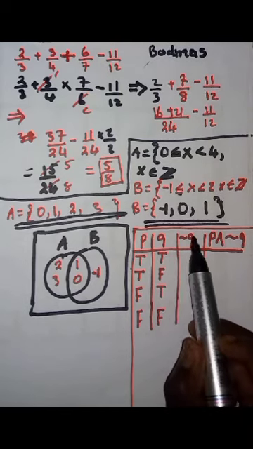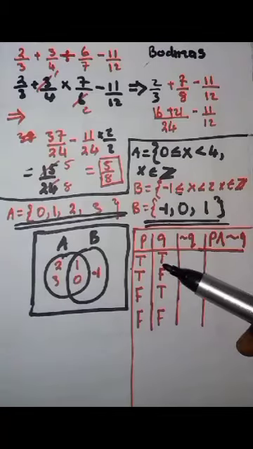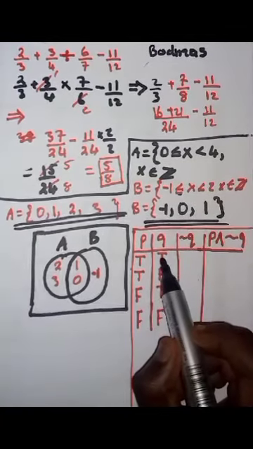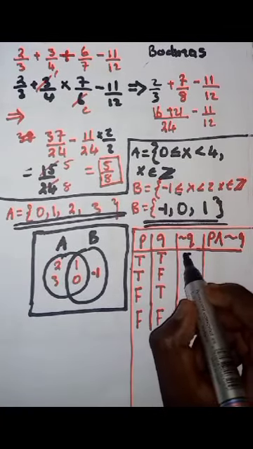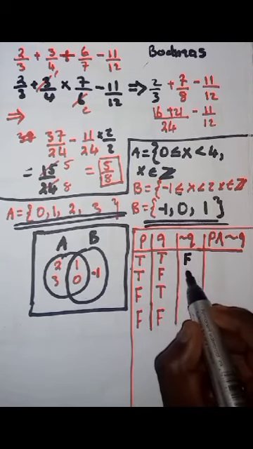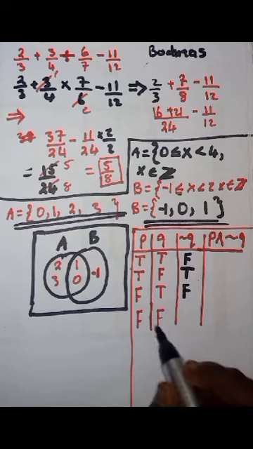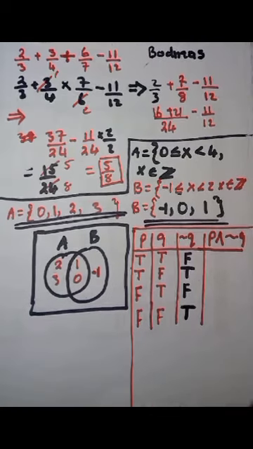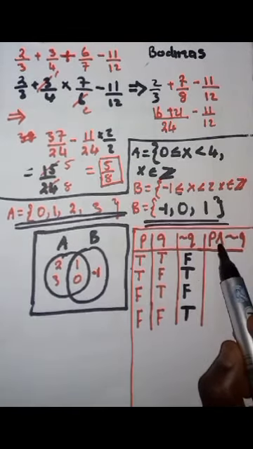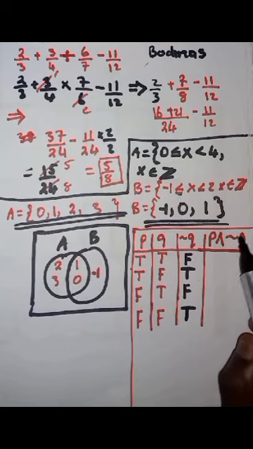So now let's look at the negation of Q. Negation of Q simply means the opposite of Q. Here we have true, so the negation of Q is going to give us false. Here is false, this is going to be true. Here is true, we are going to have false. Here is false, we are going to have true.